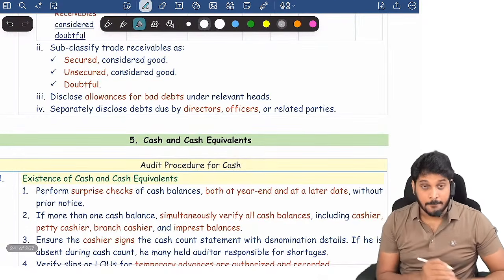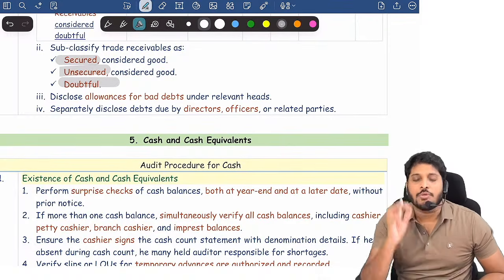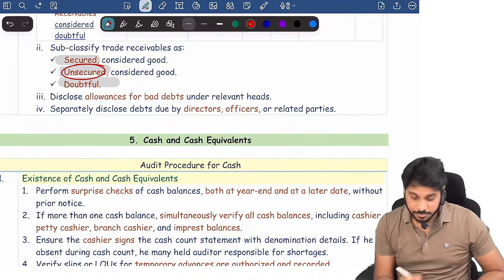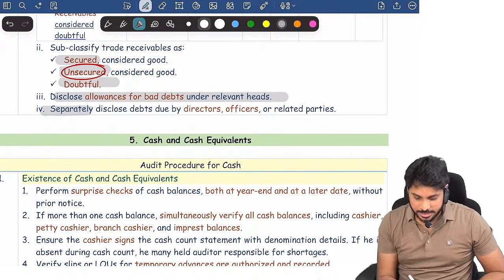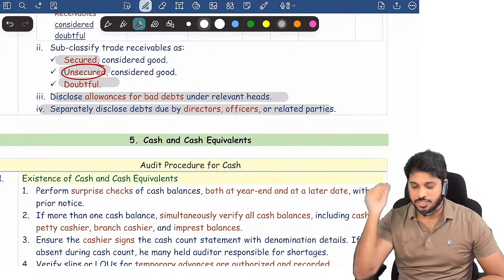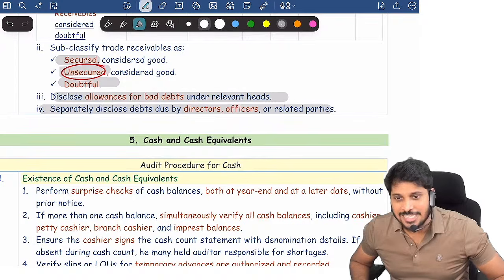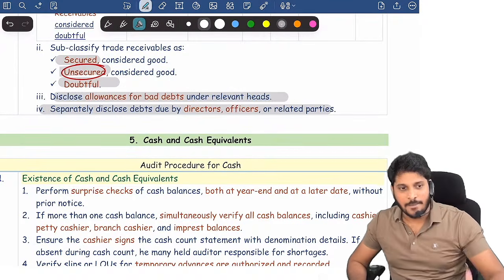Yes or no? Again, debtors we need to subclassify: how much is secured, how much is unsecured, how much is doubtful. Most companies' trade receivables are unsecured. Then again, disclose bad and doubtful debts under the relevant head. Separately disclose how much amount is due from directors, officers and key managerial persons of the entity. That's it, guys. Debtors audit is over, guys. Easy. Just comment below whether you understood debtors thoroughly.